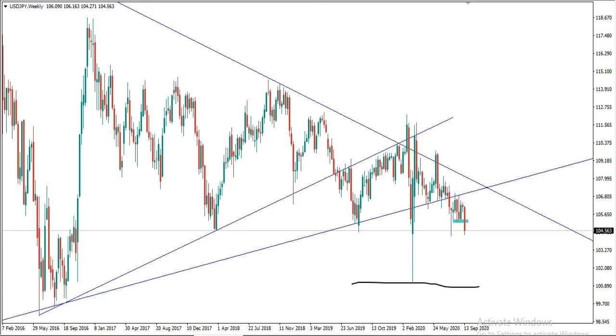Alright, let me just put a horizontal line on the next areas of structure I'll be expecting to see price drop to over the next few weeks. So we have one area here.